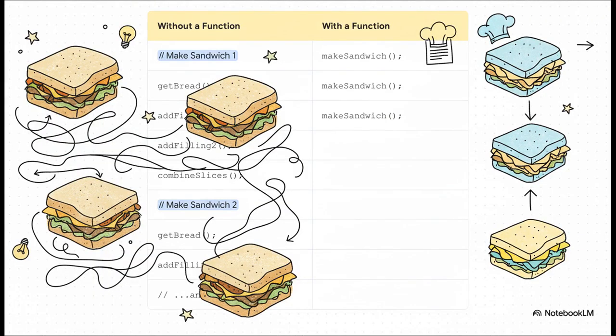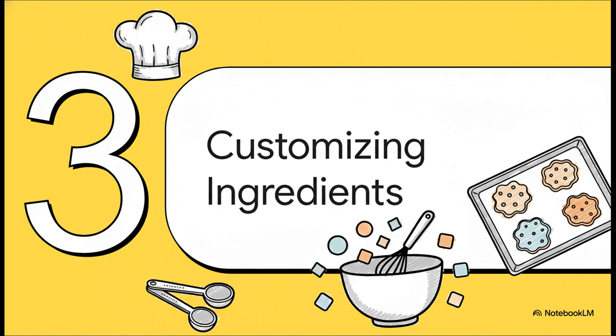Okay, so let's see what this actually looks like in practice. On the left, if you want to make 2 sandwiches, you have to write out every single step twice. It's messy, it's long, it's repetitive. But look at the right. We've bundled all those steps into one recipe called Make Sandwich. Now, if we want 3 sandwiches, we just call that recipe 3 times. The code is just so much cleaner, way easier to read, and you're way less likely to make a silly mistake.